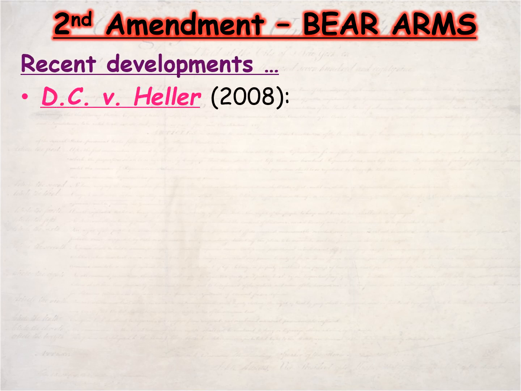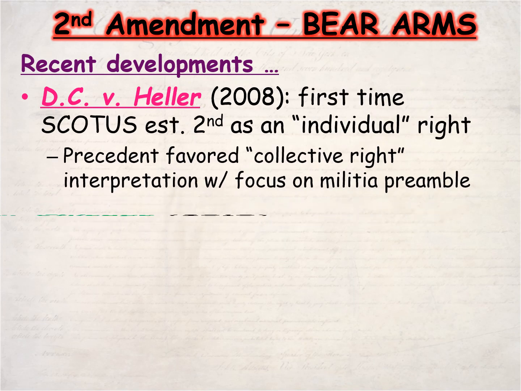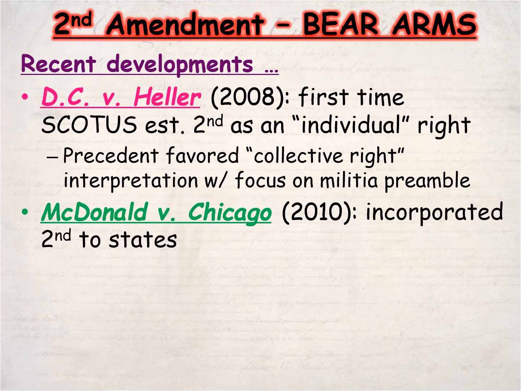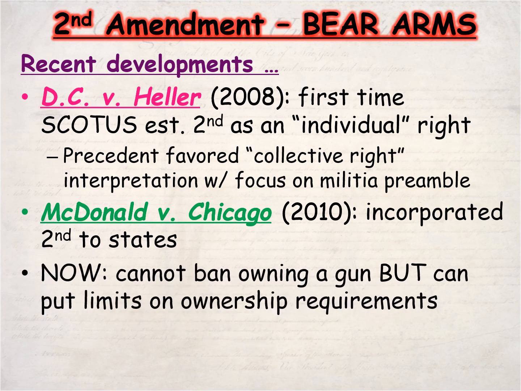So DC versus Heller is not one of your cases, but McDonald versus Chicago is. And I know that the group who does McDonald versus Chicago will answer this question and go into depth here. So just on your note-taking guide for right now, make sure that you have written that McDonald versus Chicago incorporated the Second Amendment, meaning it made the Second Amendment apply not just to the federal government, but to state governments. So the state cannot deny you the right to own a weapon, and that was incorporated in 2010. A little different from Gitlow's freedom of speech in 1925, huh?